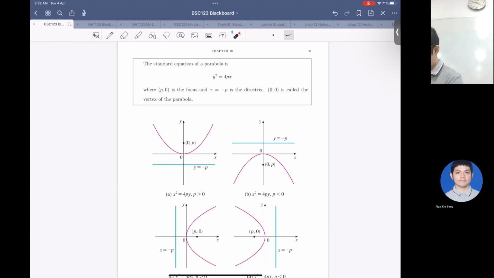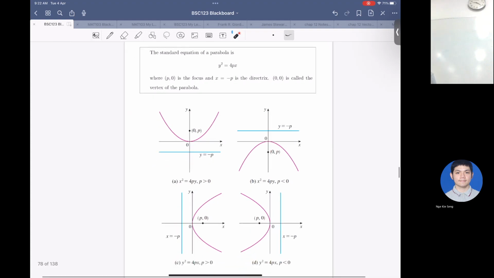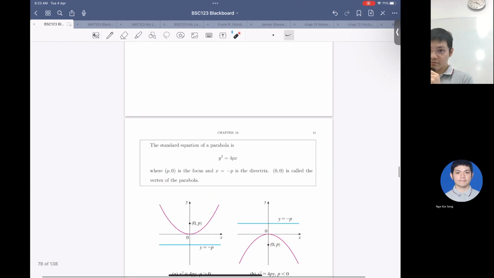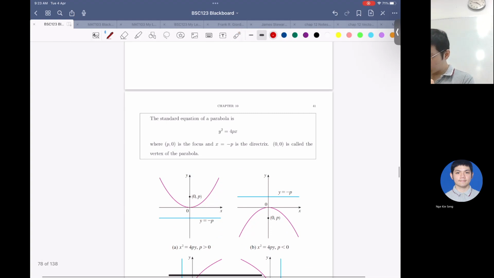So the parabola just starts to fold up, fold down, and the standard equation for a parabola is y squared equals 4px. We won't derive how this comes about; if you are interested, you can look at the textbook. But what we want to know is, from this equation, how to get the directrix and the focus. If you write it in this form, this p, the point (p, 0), is the focus, and x equals minus p is the directrix. And then there's another point we call the vertex here.